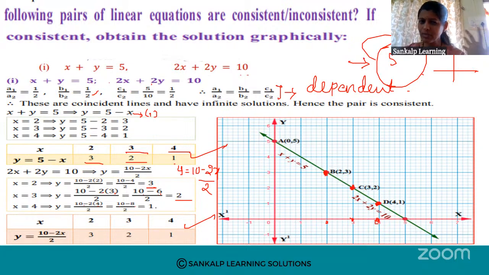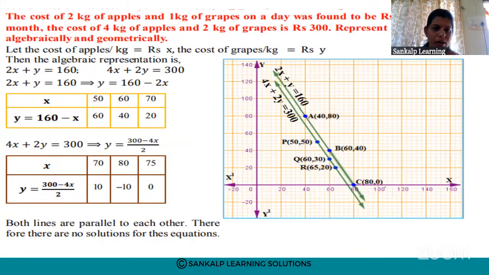Observe, by looking at this table only you can tell whether the pair is dependent or consistent or inconsistent, right? So here you will get two coincident lines. If the values are the same, you will get coincident lines only, right? Okay, hence the pair is consistent. So you will have this type of graph. Okay, so this is for 5 marks.